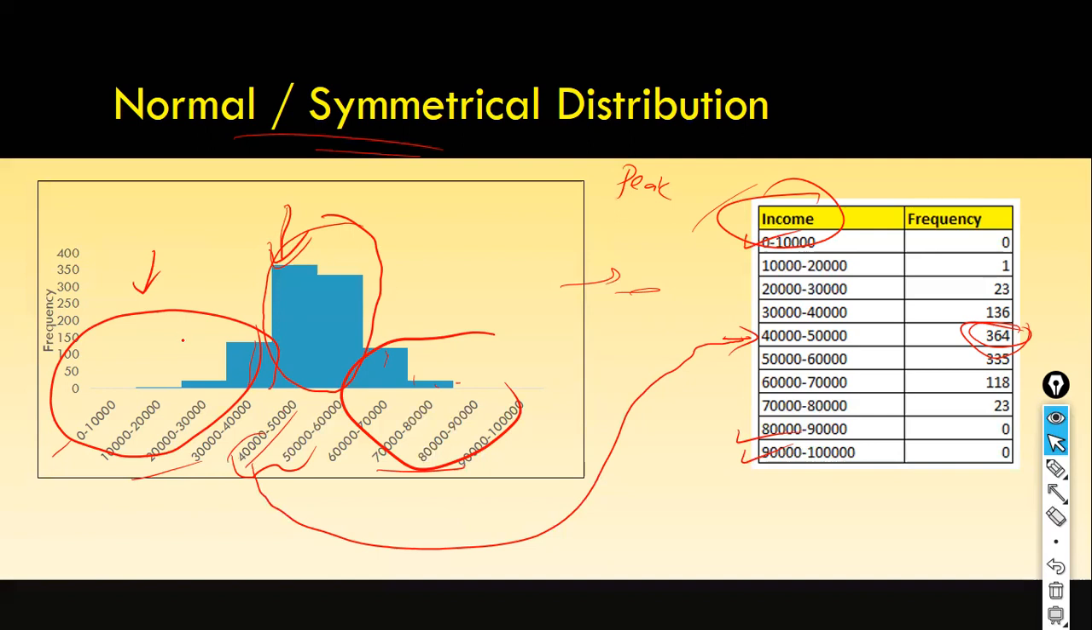And only a few people are getting less salary, and a few people are getting very high salary, and the majority of the salaries are falling in this range. This is the story we can tell. So it is approximately normally distributed.